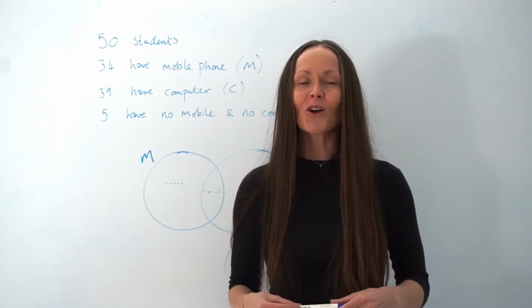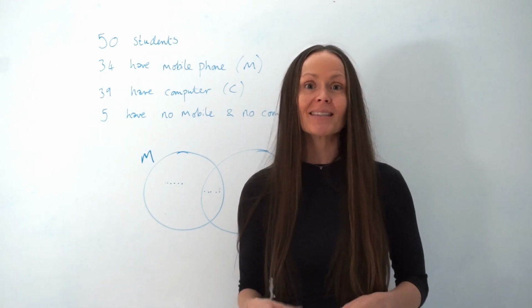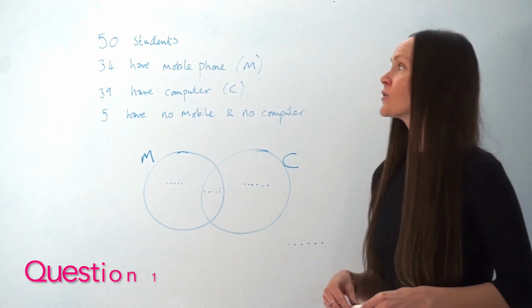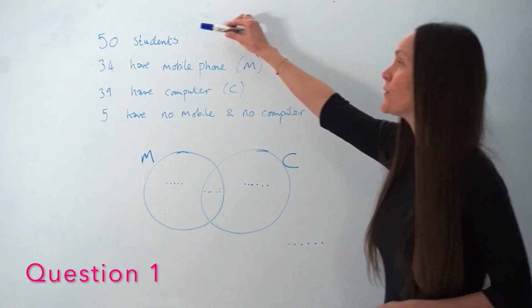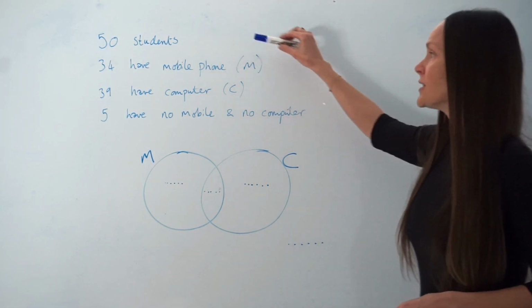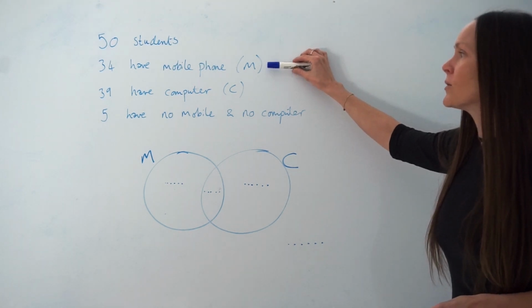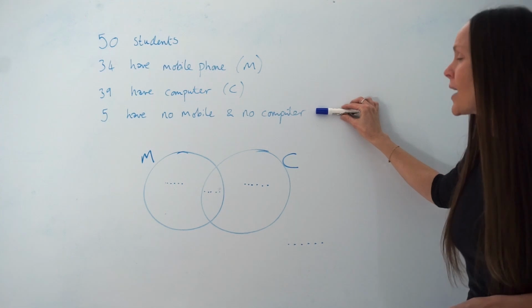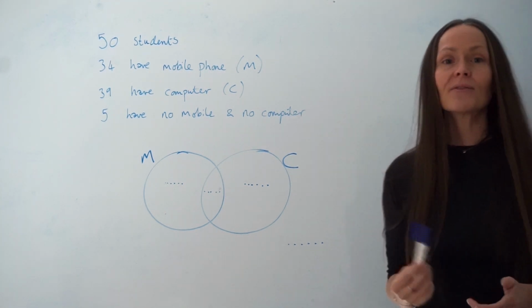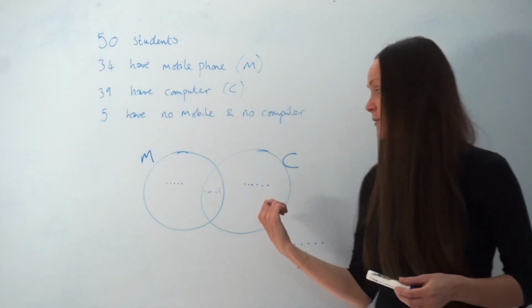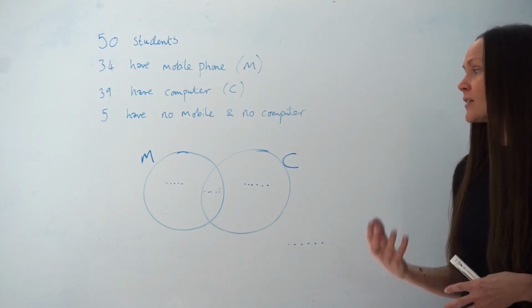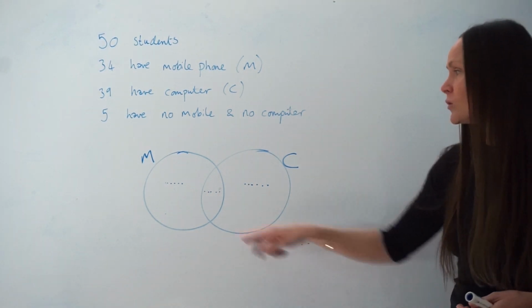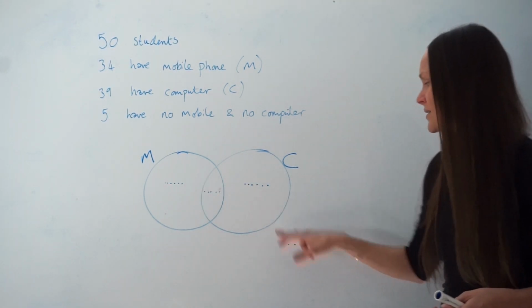Video, I'm going to show you how to complete Venn diagram exam questions. So in the first question, we're told that there are 50 students in a group. 34 of those students have a mobile phone, 39 have a computer, and 5 have no mobile phone and no computer. So we have to use this information to complete the Venn diagram down here. So that just means filling in the number of students along the dotted lines, okay?